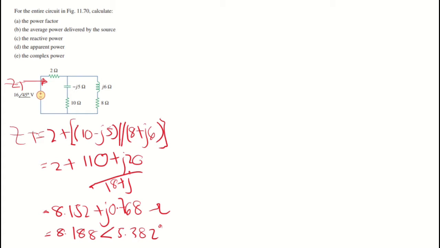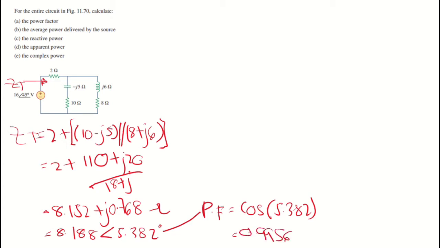So you have to change it to polar form because you need to find the power factor, which we refer to from this angle here, where PF is equal to cos 5.382. If you calculate, you will get 0.9956. If the angle is positive, the power factor is lagging. Yeah, you need to remember that.